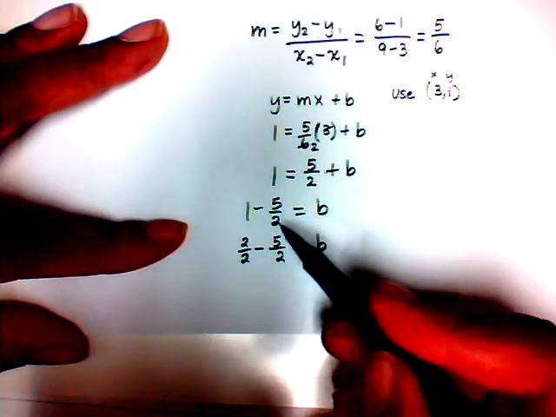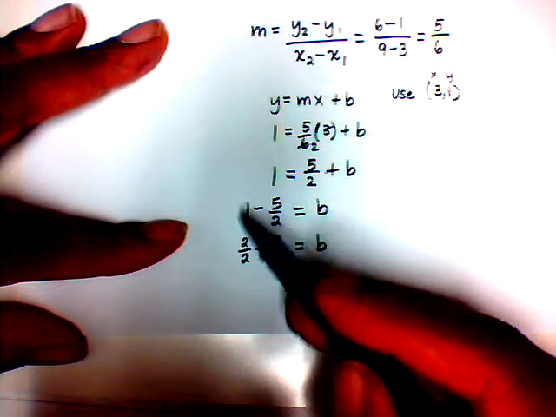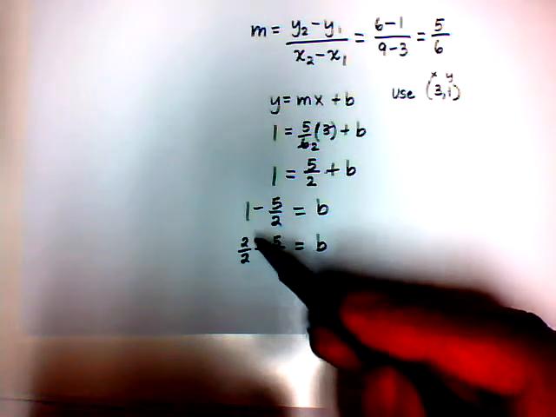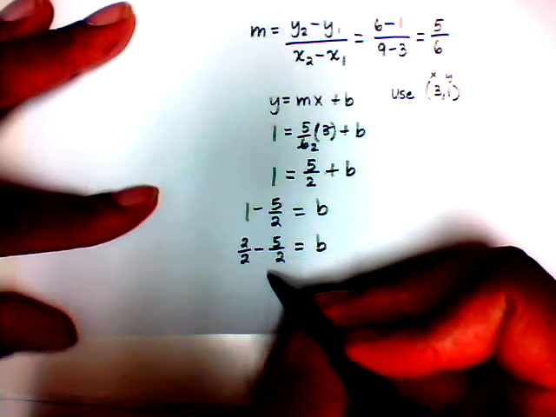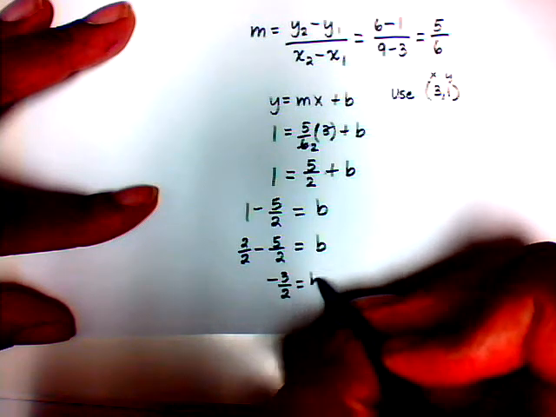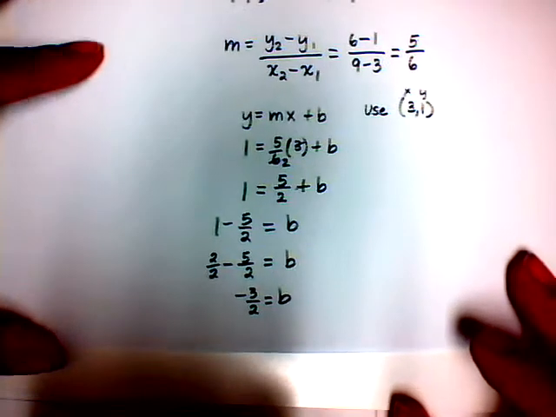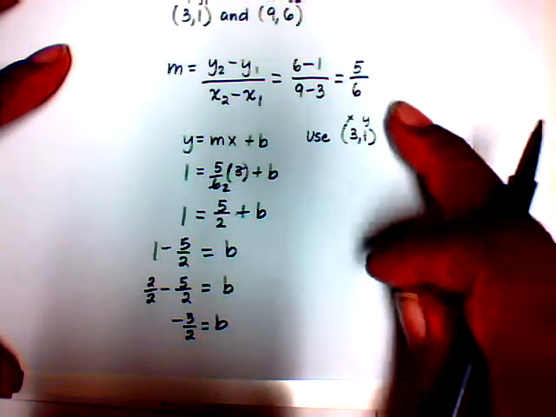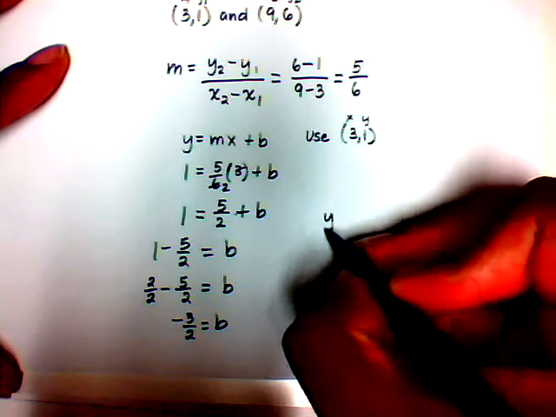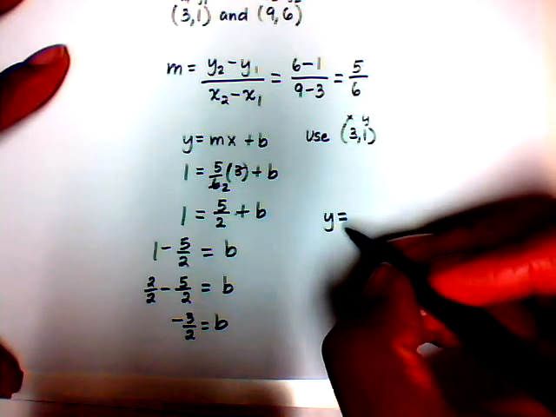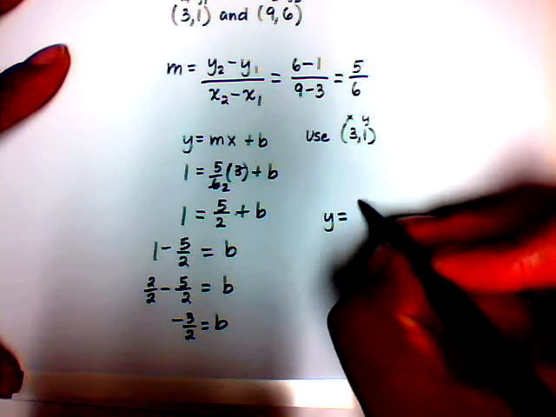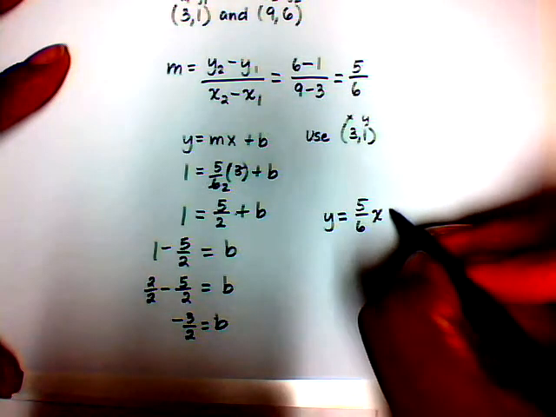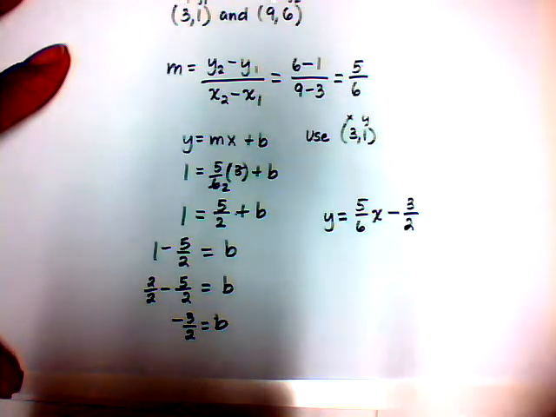Because the denominator here is 2, I convert 1 whole into halves. There are 2 halves in a whole, so that's 2 over 2 minus 5 over 2, which gives me negative 3 over 2. So negative 3 halves is the y-intercept. Now I have my y-intercept and my slope, so my equation in terms of x and y is y equals the slope, 5/6 x. The y-intercept is negative 3 halves, so I'll say minus 3 halves.